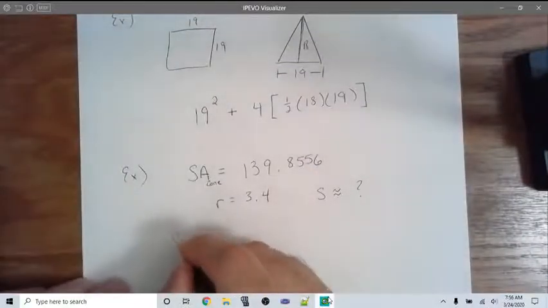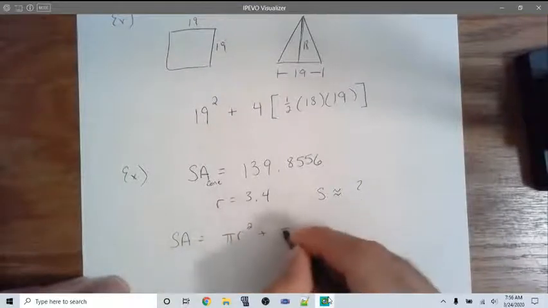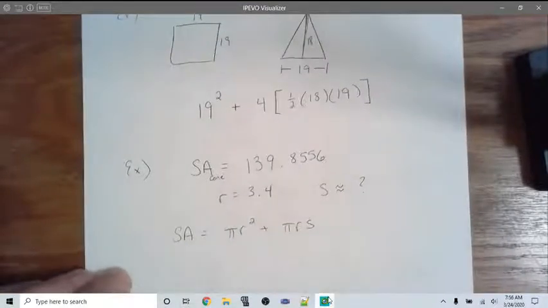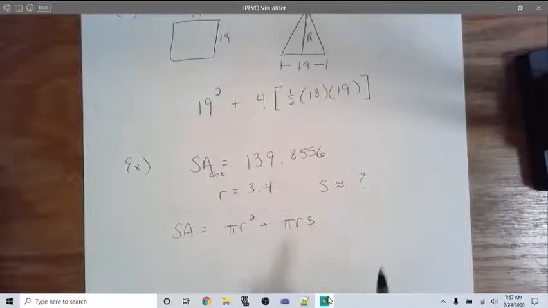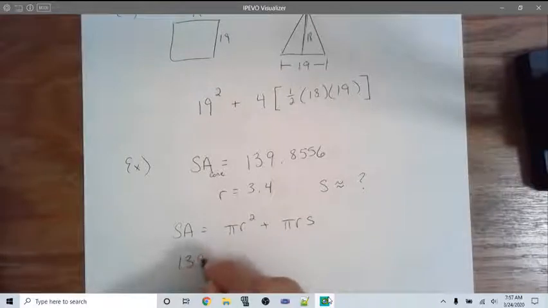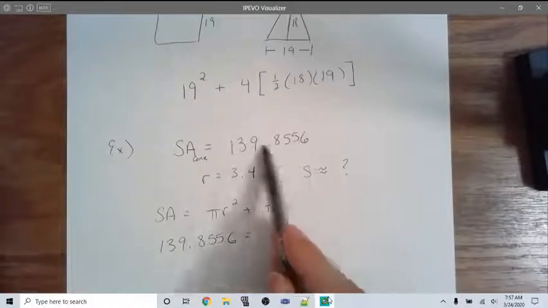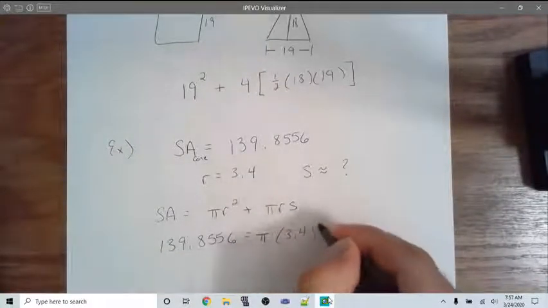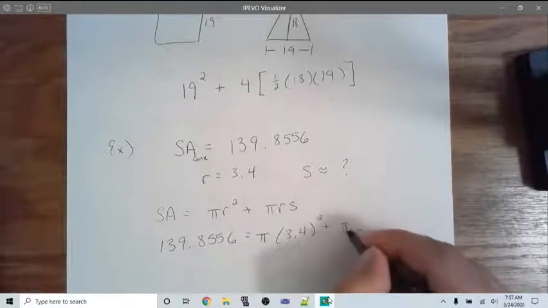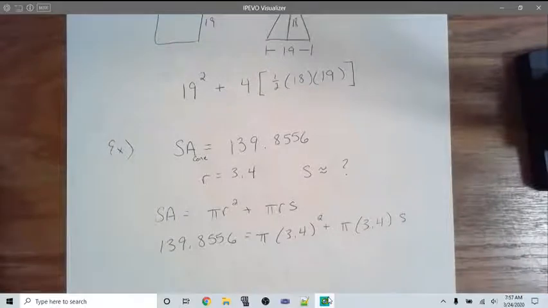We saw earlier that our surface area is pi r squared plus pi r s. Well, we're trying to figure out the value of S. So we have this situation here. We're just going to plug in the values that we know. Our surface area is this. R is 3.4. So again, R is 3.4. So we have our S over here.